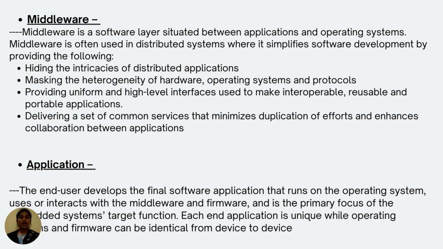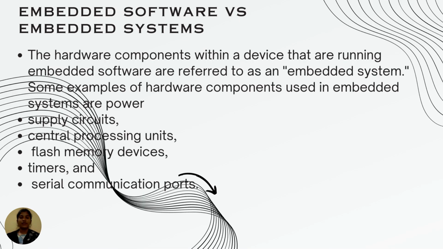interoperable, reusable, and portable devices, delivering a set of common services that minimize duplication of efforts and enhance collaboration between applications. So some of the applications are: the end user development develops the final software application that runs on the operating system, uses or interacts with the middleware and firmware, and is the primary focus on embedded system target function. Each end application is unique, while operating system and firmware can be identical from device to device.